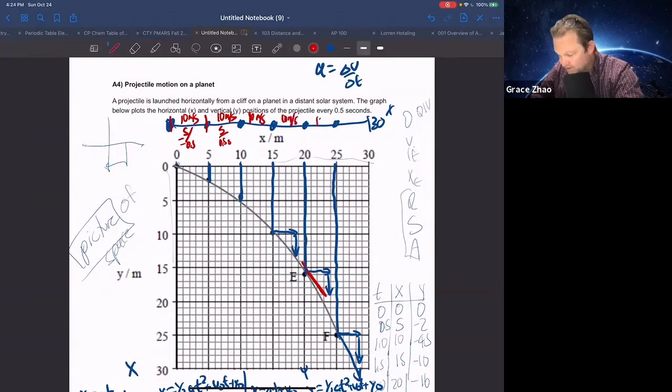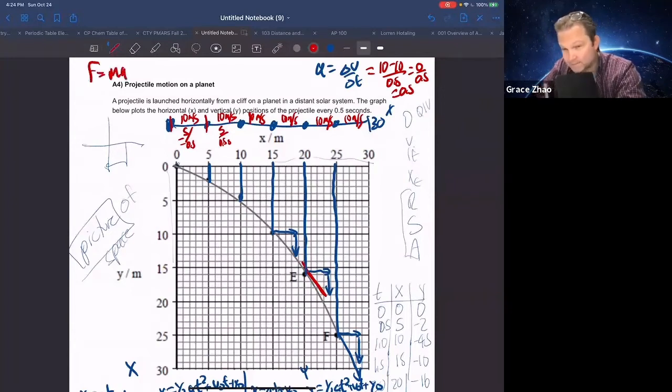What's the value of the acceleration in the x direction? Delta v, let's see, 10 minus 10 over 0.5 is 0 over 0.5 is 0. The acceleration is 0. There's no acceleration in the horizontal direction. This is one thing we know about horizontal projectiles. We should just know it as a matter of course. There's no acceleration in the horizontal direction because there are no forces acting on it.